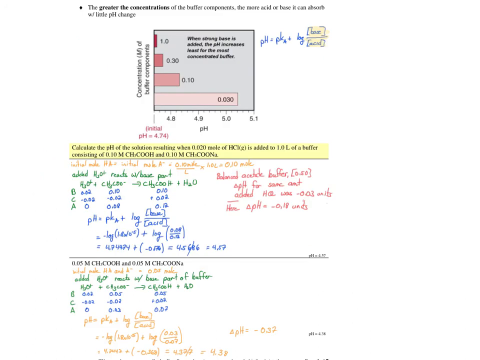So what we see is that as the concentration of our buffer components decreases, we have larger values of delta pH because the buffer capacity is weaker when these concentrations are lower.